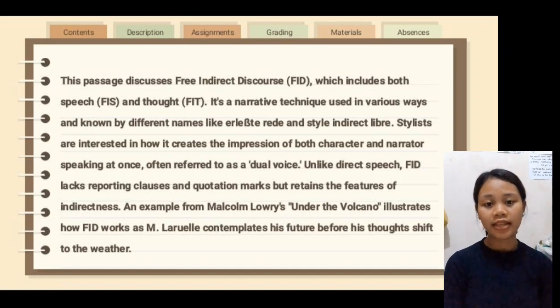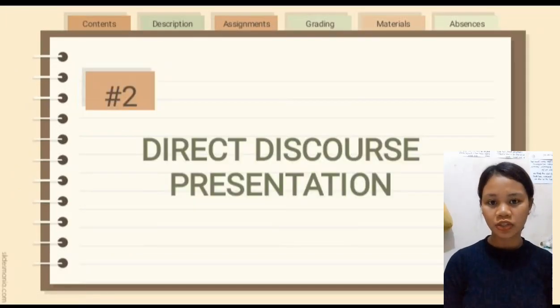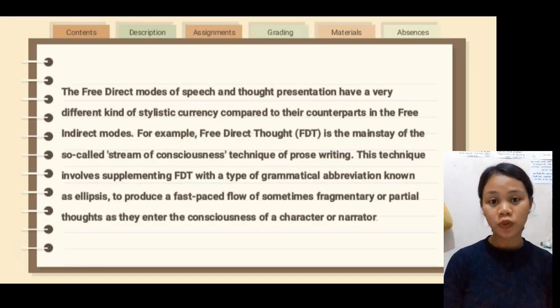So let's look at the example from Malcolm Lowry's book Under the Volcano, where Laurel is in Japan thinking about his future and then suddenly switches to thinking about the weather. Direct discourse presentation and free direct modes of speech and thought presentation have a very different kind of stylistic currency compared to their counterparts in the free indirect modes.